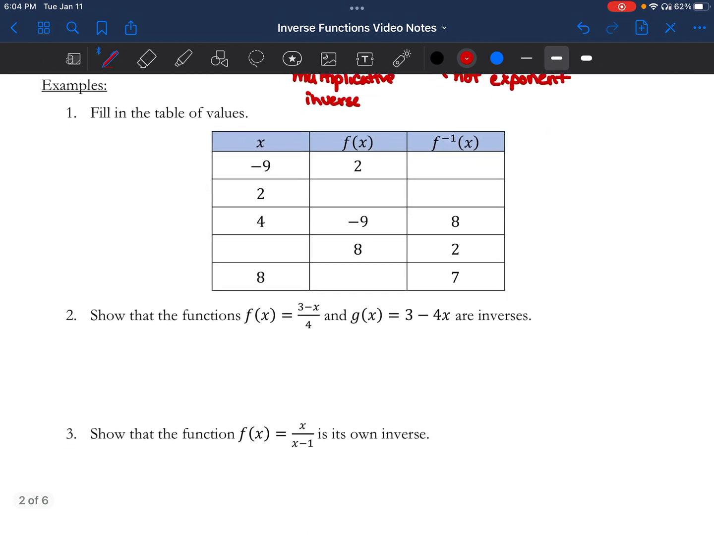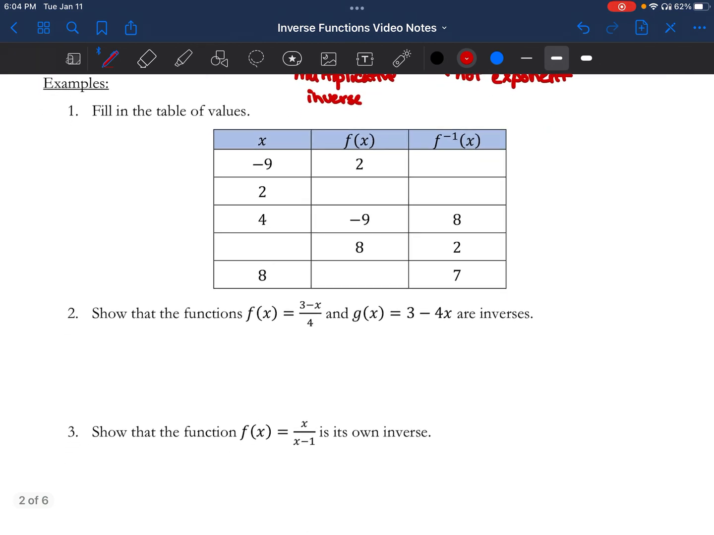So the first example that I have is I want to fill in the table of values. And let me just again highlight the fact that what the original function does is it takes x values and turns them into y values. What the inverse function is going to do is take those y values and turn them back into x values.